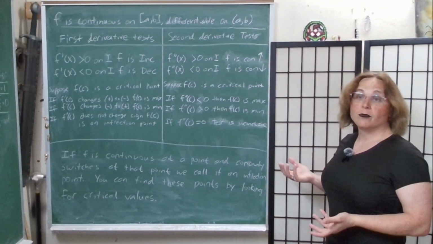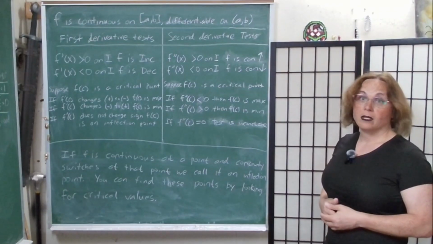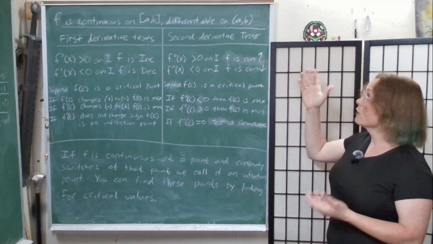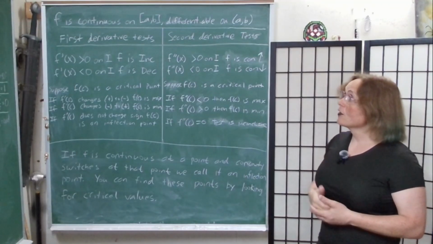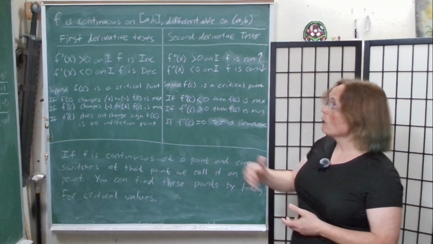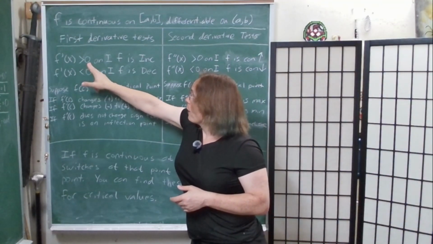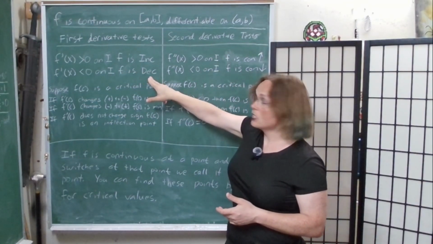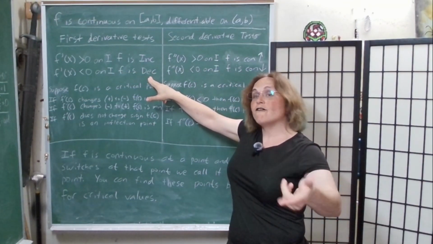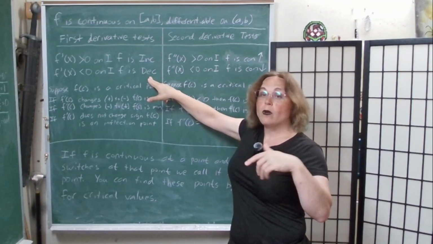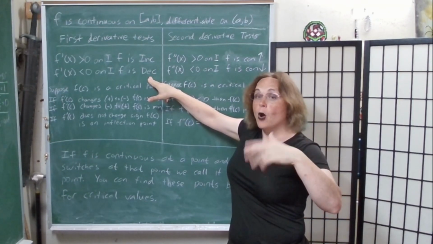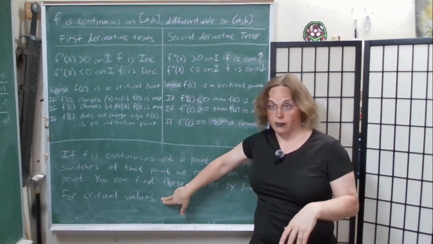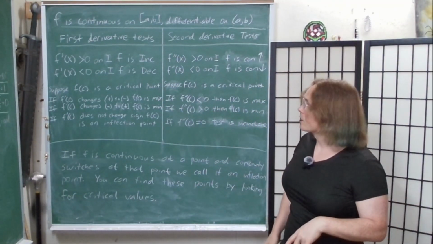So when you put it in a table, you can see that it's really not that bad. We basically say that if f is continuous on a closed interval and differentiable on an open interval, then for our first derivative test, what we look for is where f prime is greater than 0 or less than 0, and that will tell us when f is increasing or decreasing. Because remember, when f prime is equal to 0, we are either at a maximum, a minimum, or an inflection point, right? Those are what we call our critical values. We learned that with Fermat's theorem, right?